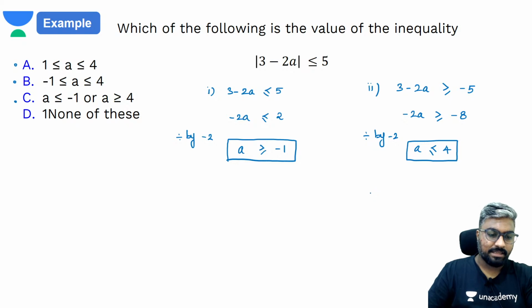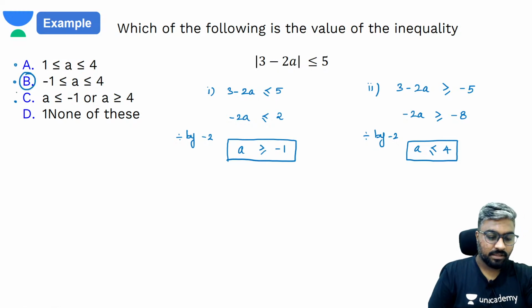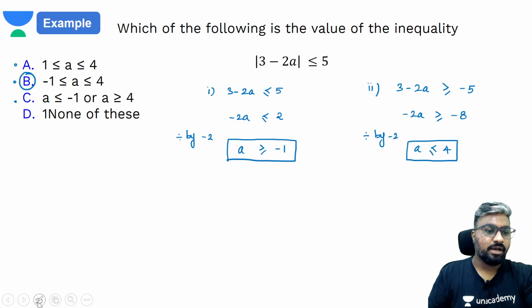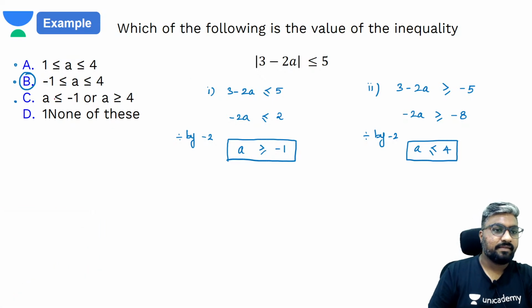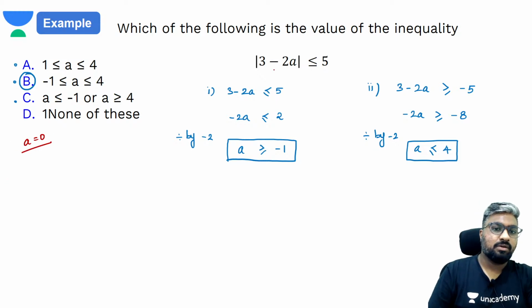Are you able to understand this, guys? Yes, so a has to be greater than minus 1, a has to be less than or equal to 4. Where is it available? Option B. If you have doubts here, all you have to do is plug in. If I plug in a equal to 0, what will happen? 3 minus 2 into 0, that's 3. Modulus 3 is 3. 3 is less than or equal to 5. Is it true? Yes, it is.